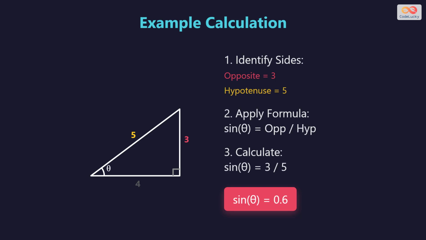Let's look at an example. Suppose we have a triangle where the opposite side is 3 units long and the hypotenuse is 5 units long. To find the sine of the angle, we simply divide 3 by 5. This gives us a value of 0.6.